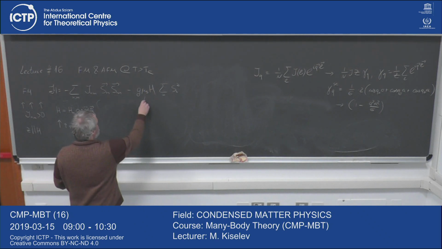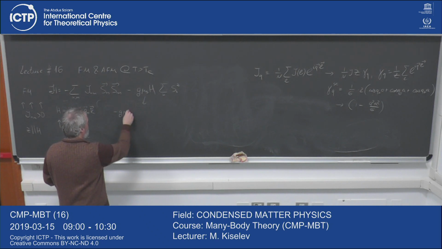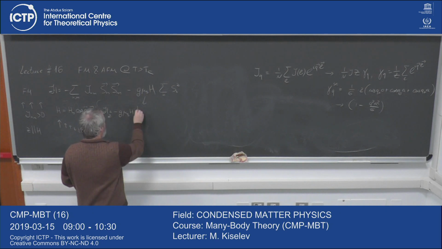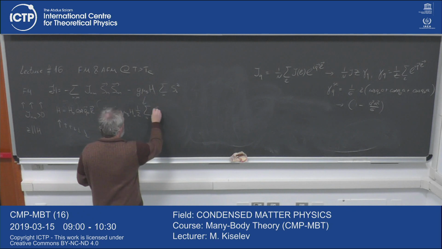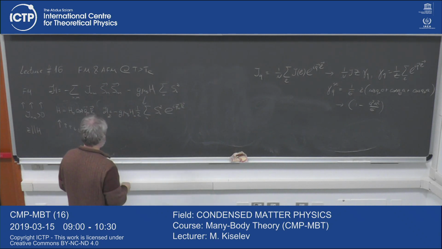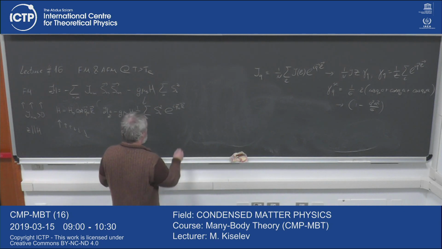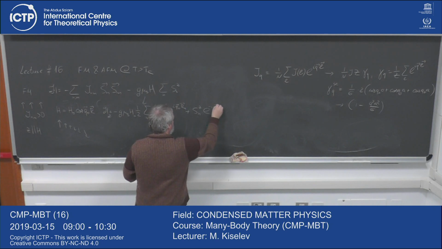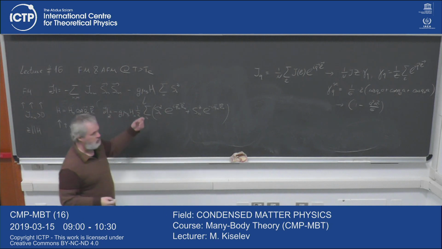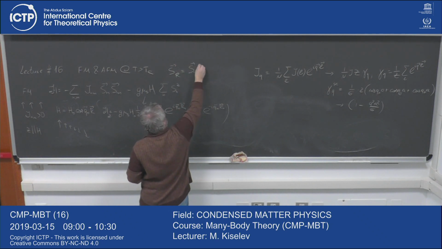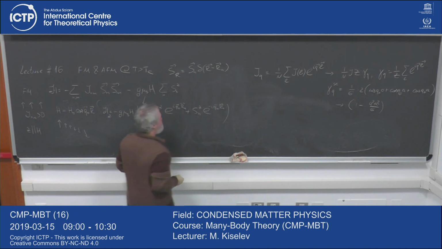So this term is then minus g mu_B H, so this is H_Zeeman, and therefore I have minus one half sum over n of S_n^z times e to the power i Q_0 R_n, plus S_n^z e to the power minus i Q_0 R_n, because S(R) is S_n delta(R minus R_n). This is what I used before.